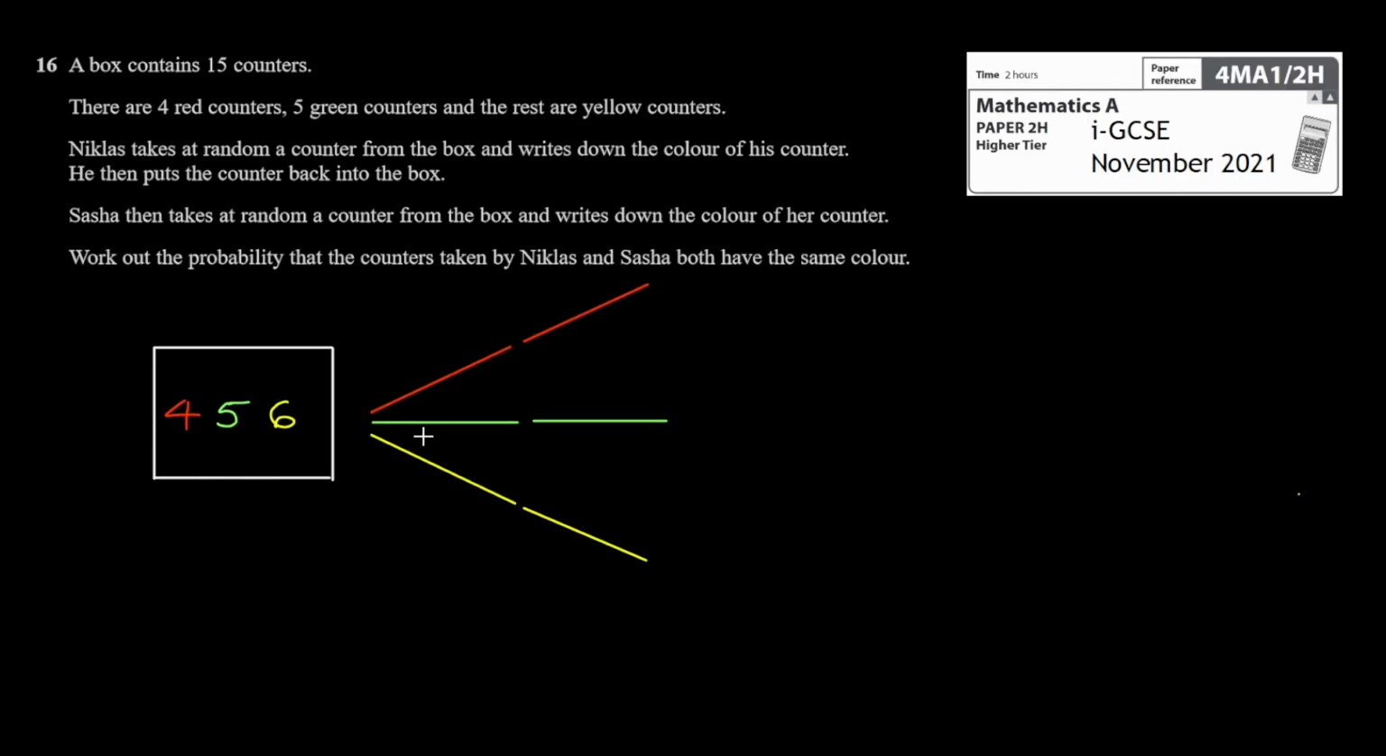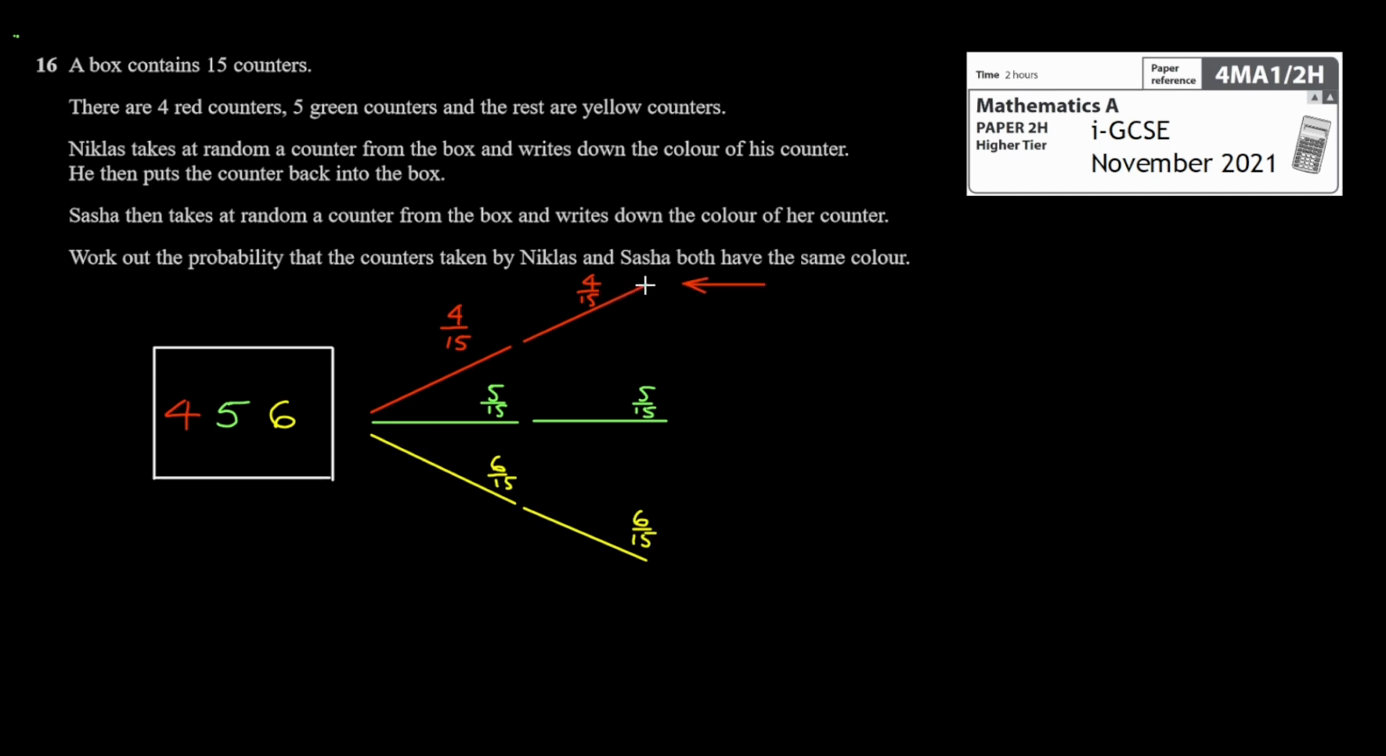Well, I've popped on the 3 roots of the probability tree that we need. Because in a way, it doesn't matter that we've got 2 people having choices of counters. It can be the same person. So the probability of picking a red counter will be 4 over 15. The probability of picking another red counter, because the red counter's gone back in, will be another 4 over 15. And for green, it will be 5 over 15, and 5 over 15. And for yellow, 6 over 15, and 6 over 15.